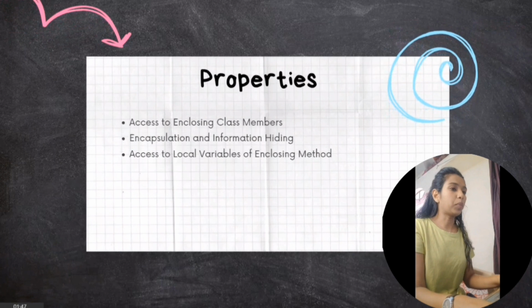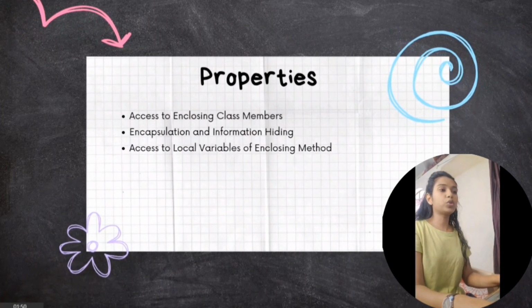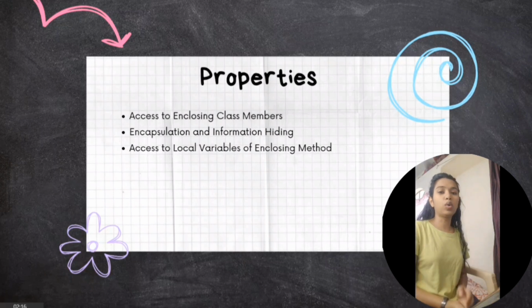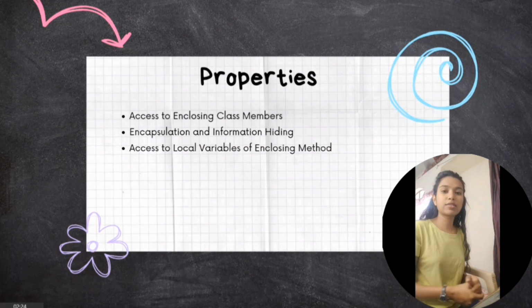So what are the properties of inner class? You can access the members of your outer class. We can achieve information hiding and encapsulation using inner class. So what is encapsulation? Encapsulation means binding your data together, or we can also say hiding data. So we can hide data, or we can bind the data together inside our inner class. And the third one is we can access the local variables of our enclosing method. So whatever methods we have defined in our outer class, we can access the local variables of those methods also.